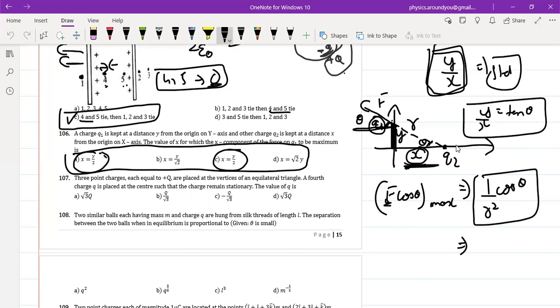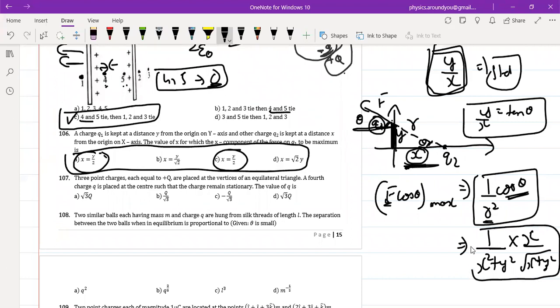Well, that is one thing. The other way is I can put r square. What is r square? Square of the hypotenuse, the sum of the squares of the sides. And what is cos theta? Cos theta is this, right? The hypotenuse is root of x square plus y square. So cos theta will be x by root of x square plus y square. So what is the ultimate expression? The ultimate expression is x by x square plus y square times root of x square plus y square.